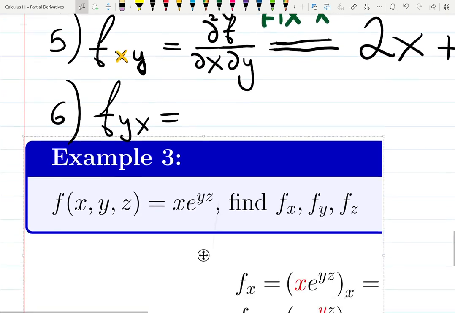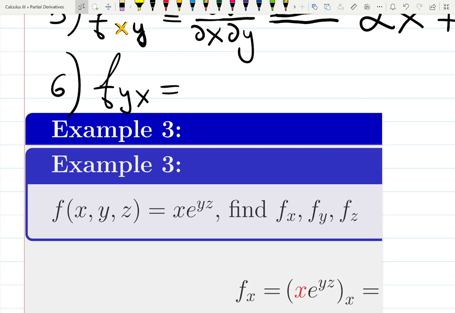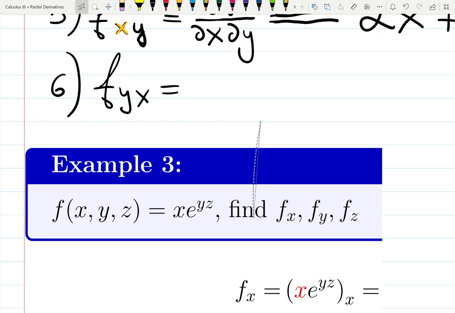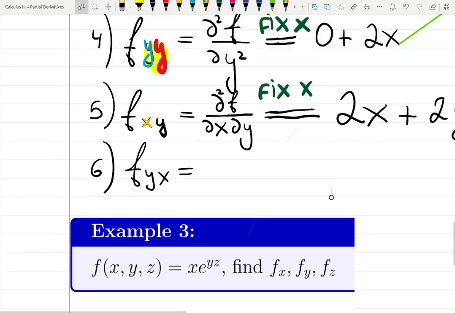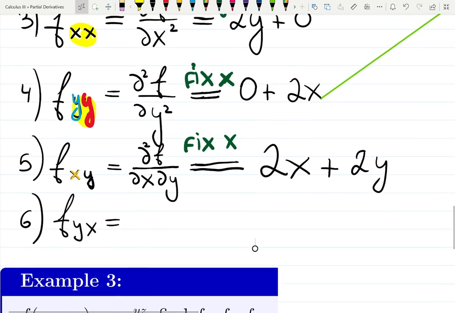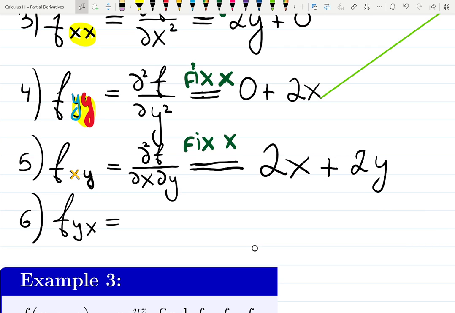Fyx. Did you guys see this topic in your physics class? I don't know. I never did. Or any other class? So, they did the derivative for it. Yeah, surprisingly it's not synchronized, and some of you already have seen it in some other classes.